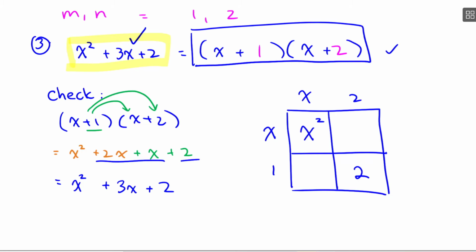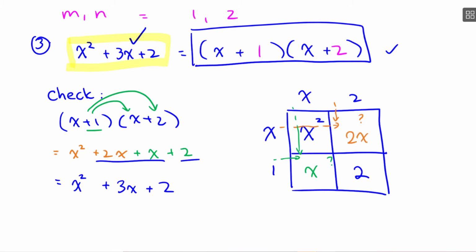Well, how about this box right here? This is x times 2, which is 2x. And how about this box right here? This is 1 times x, which is just a single x. So in total, we have x plus 2x, which is 3x. So indeed, the factors that we want are x plus 2 and x plus 1.